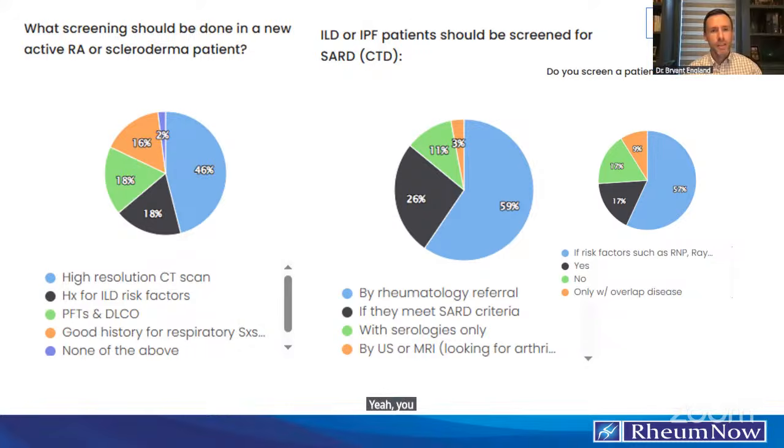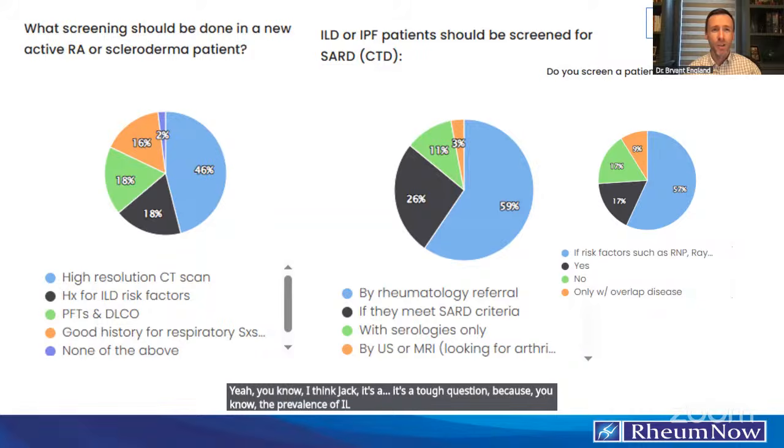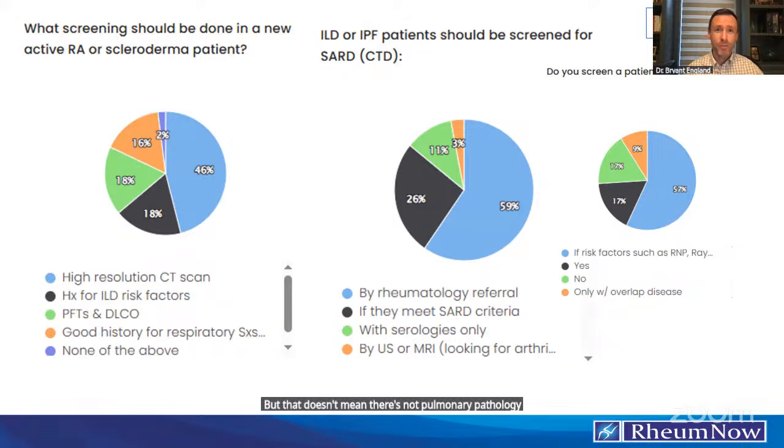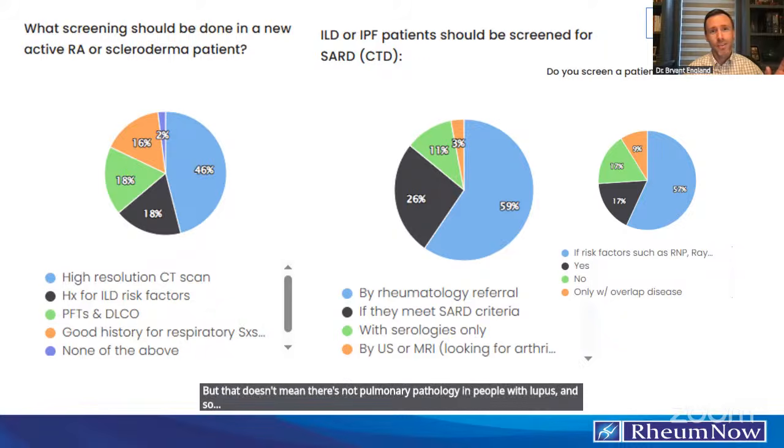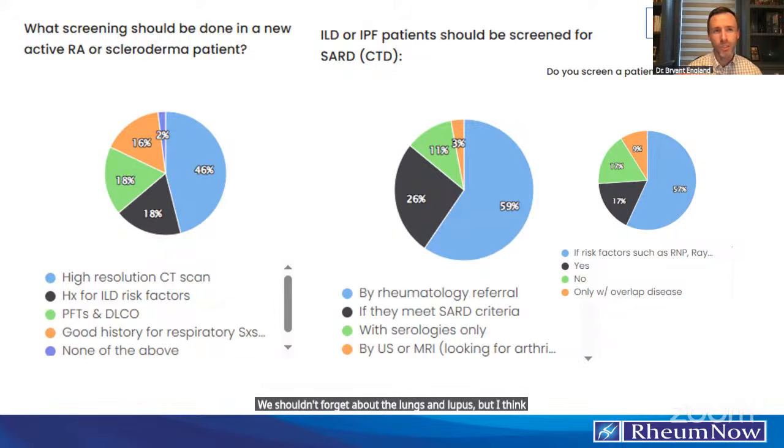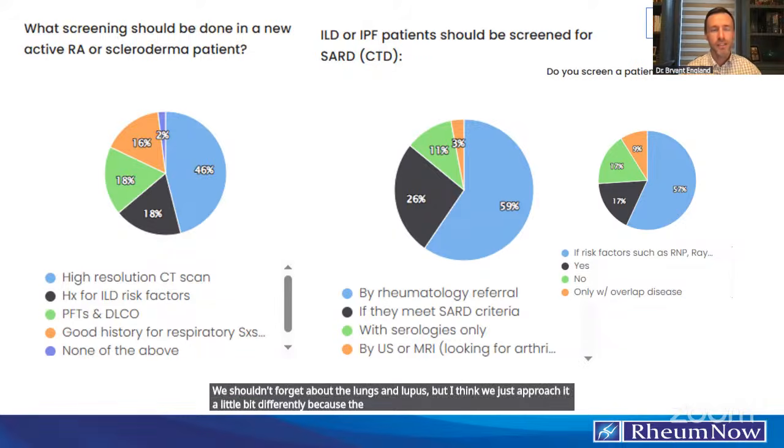Yeah, I think, Jack, it's a tough question because the prevalence of ILD in lupus is pretty low. I think the numbers are 5% or less. But that doesn't mean there's not pulmonary pathology in people with lupus. So I think there's less interest in whether we need to screen specifically for ILD, but certainly considering the other pulmonary manifestations, the pleural fluid that can happen, shrinking lung syndrome, other things like that. We have a few of those cases in our autoimmune lung clinic. So we shouldn't forget about the lungs in lupus, but I think we just approach it a little bit differently because the epidemiology of it is different.